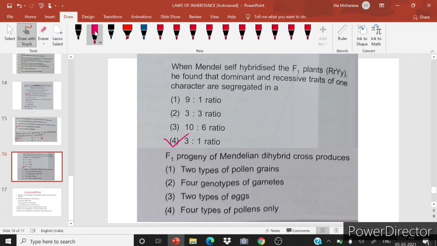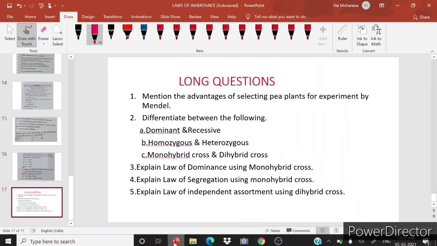So the correct option is 4 genotypes of gametes. So at the end part of this video, there are some long questions related to this chapter whose answers you have to write in your copy, and that will help you at the time of your examination.